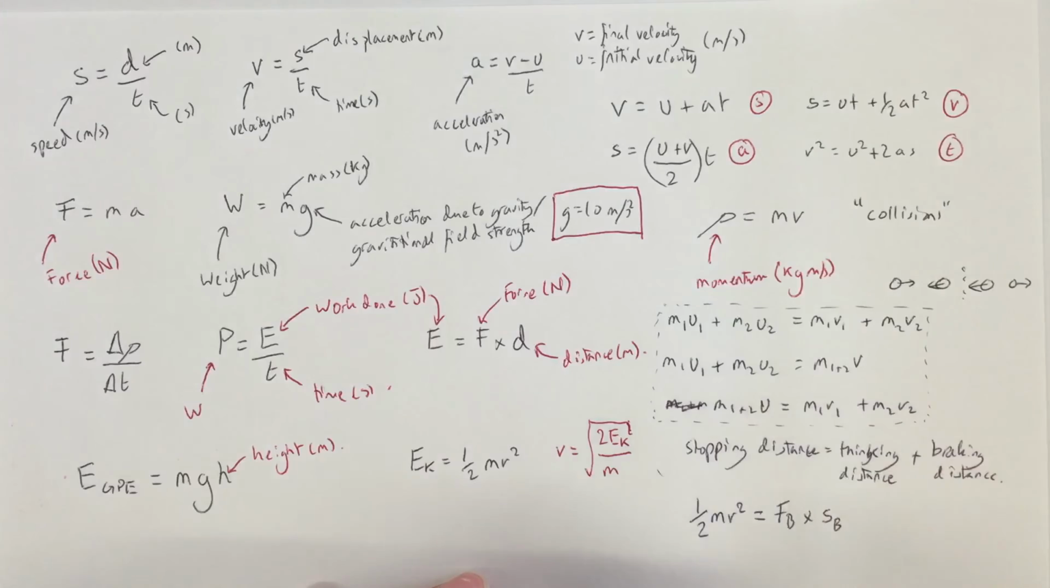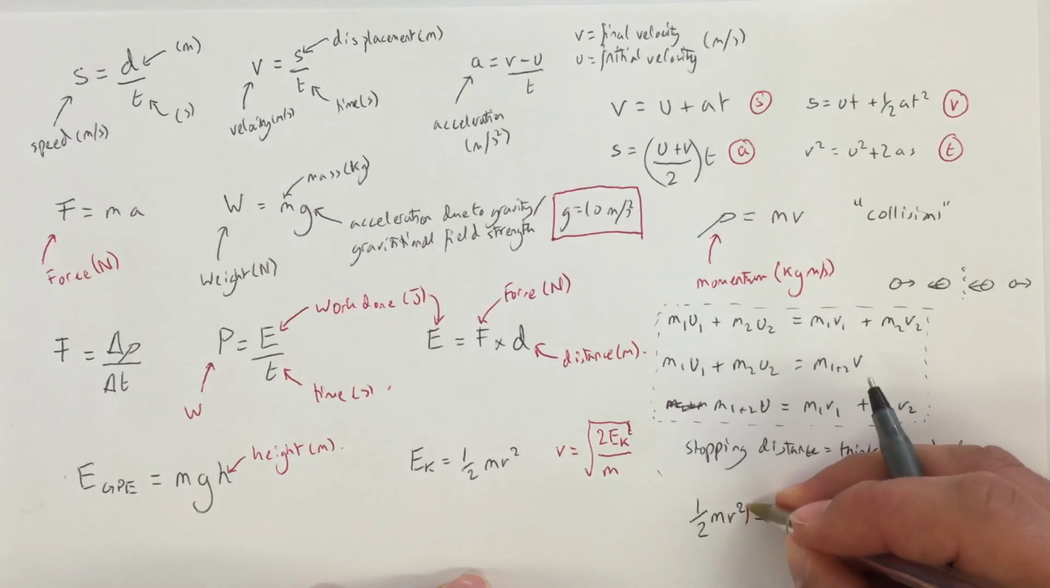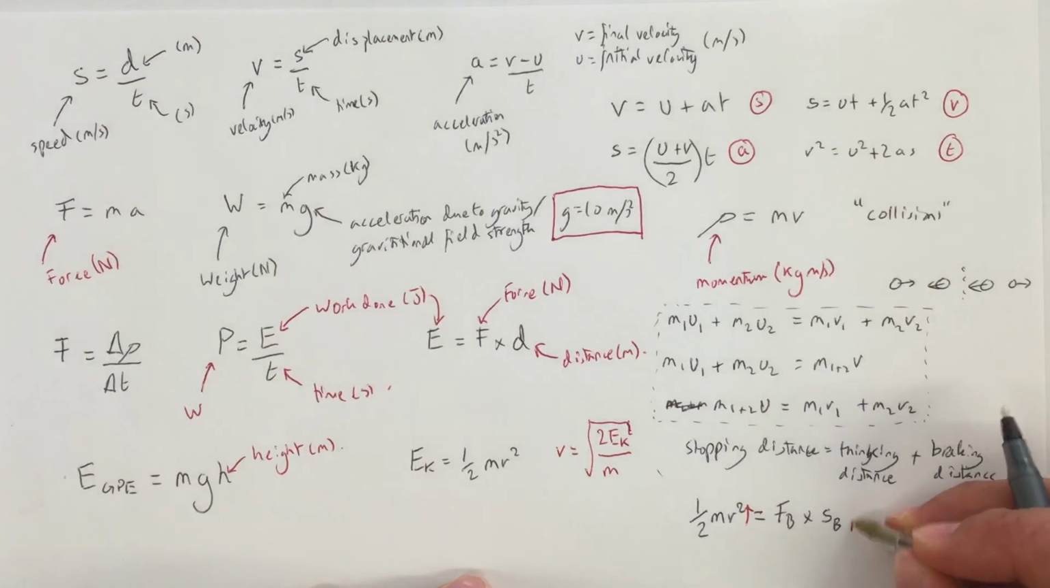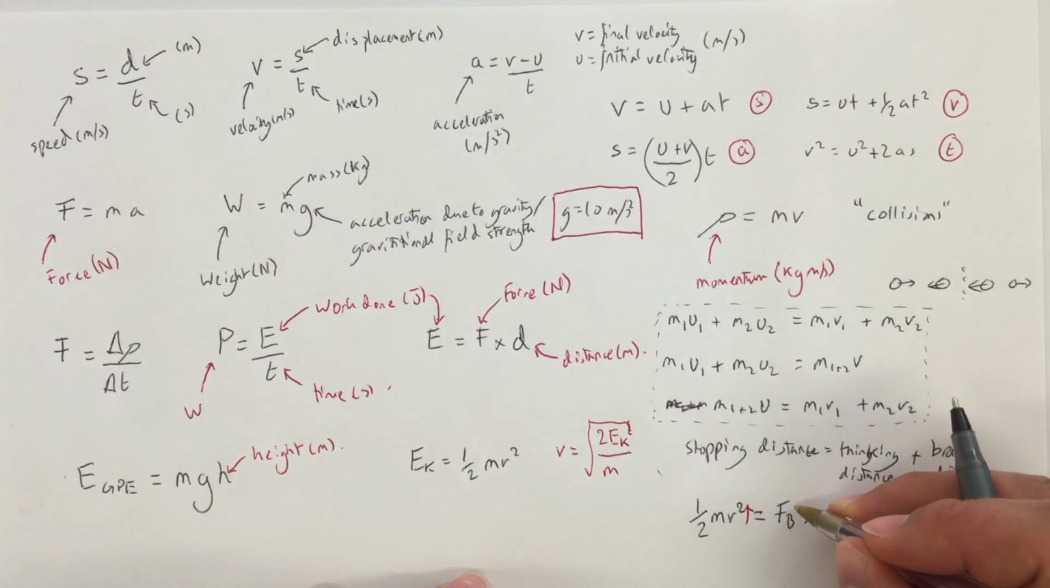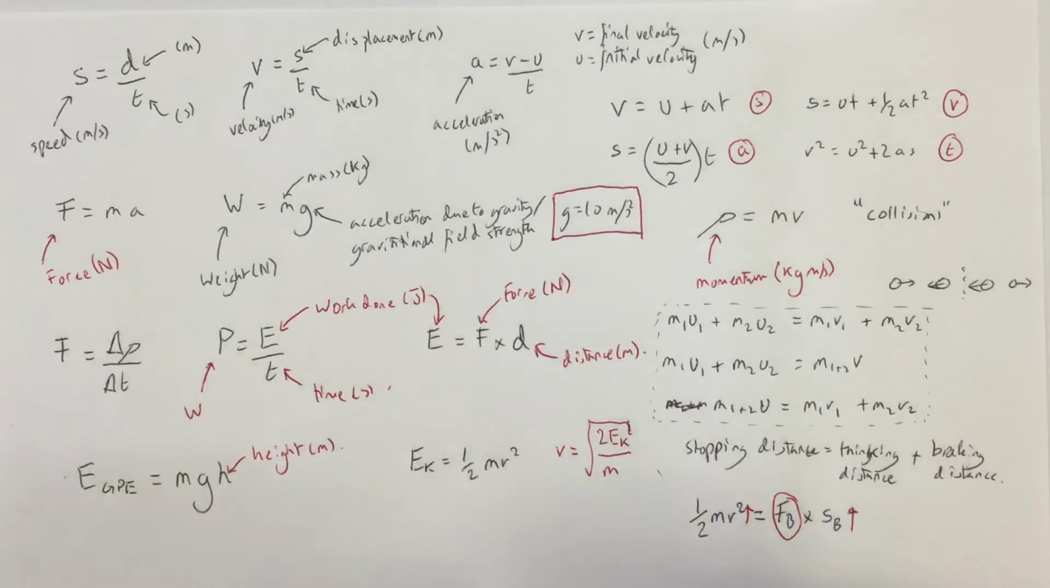So this shows that if the velocity of the car increases, or if the mass increases, the braking distance will increase if the force is constant, for example.